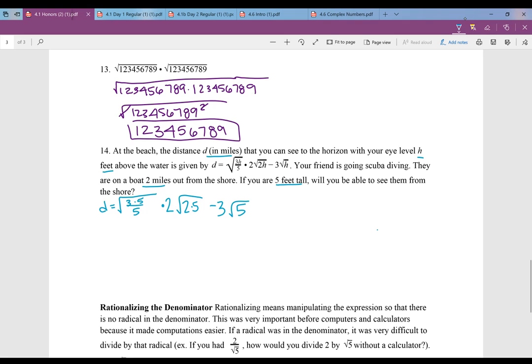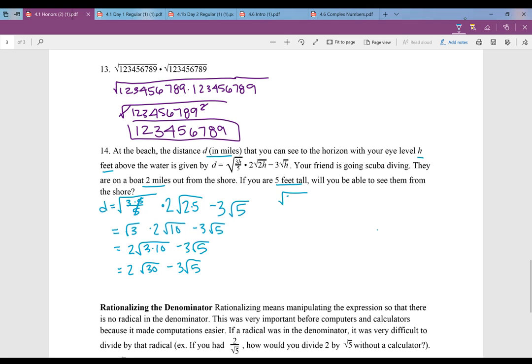So, when we need to simplify this, first of all, we know that in 3 times 5 divided by 5, those 5's will cancel. So really, we just have root 3 times 2 root 2 times 5, which is 10, minus 3 root 5. Now, we need to multiply these roots together. So we're going to have 2, and then 3 times 10 under the root. So that gives us 2 root 30 minus 3 root 5.